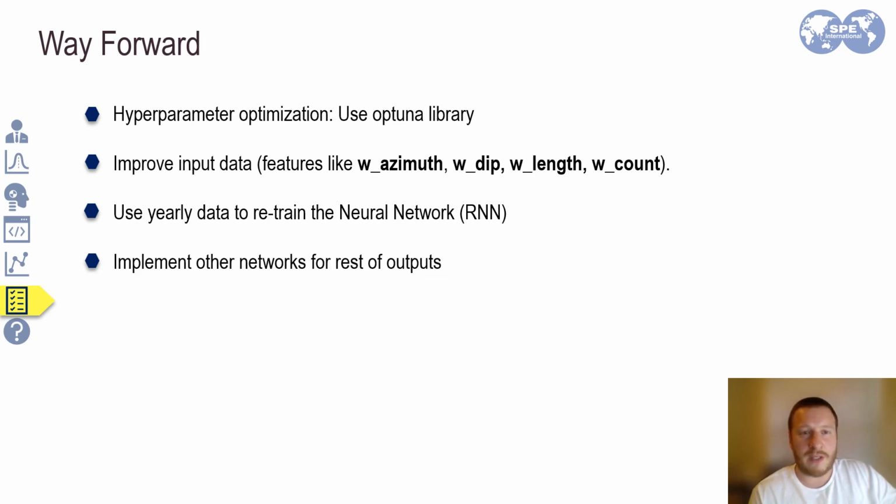Another action will be to use yearly data to retrain the neural network, like a recurrent neural network model, just to retrain the model based on the last year you have to predict a new year, and then implement other networks for the rest of the outputs of the database.